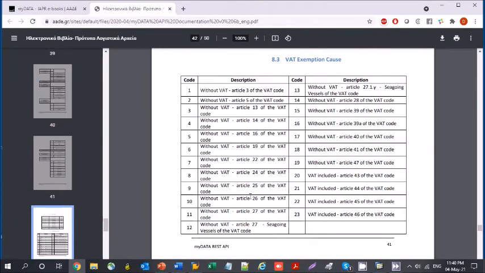The VAT exemption causes is the next MyData table with codes that have to be determined. There are 24 VAT exemption causes related to specific articles of the VAT code. This is a totally new entity for SAP that may generally be linked to tax codes with 0% or with a default cause. MyData exception codes may need more complex determination criteria involving general ledger accounts, tax codes, customers or vendor countries, etc.